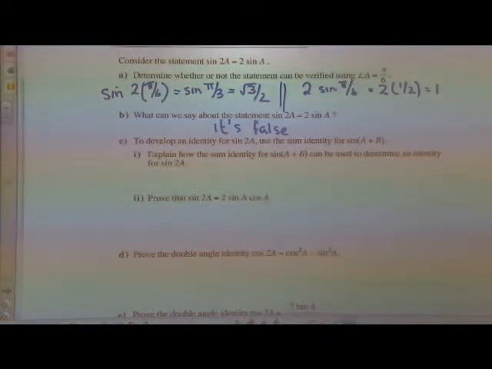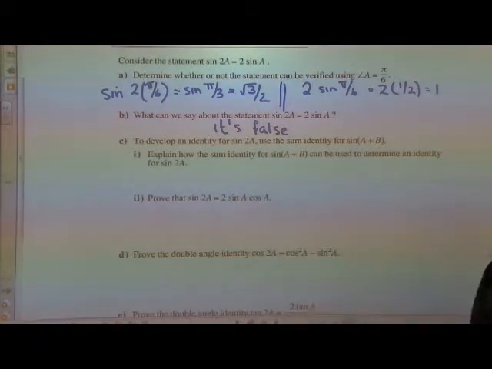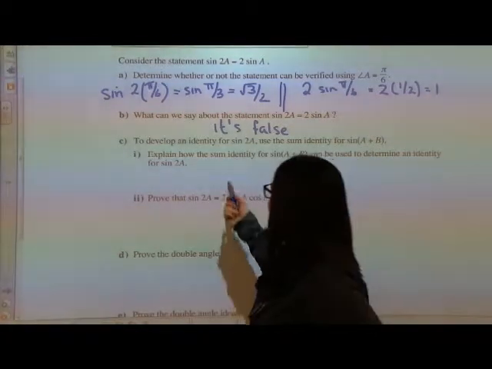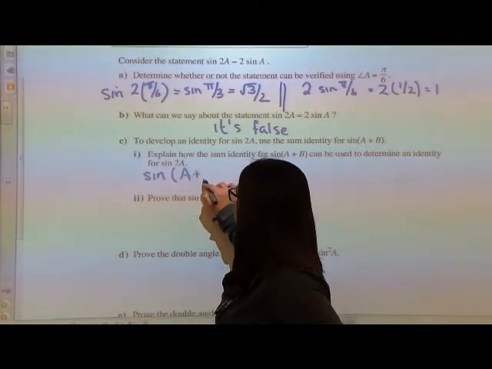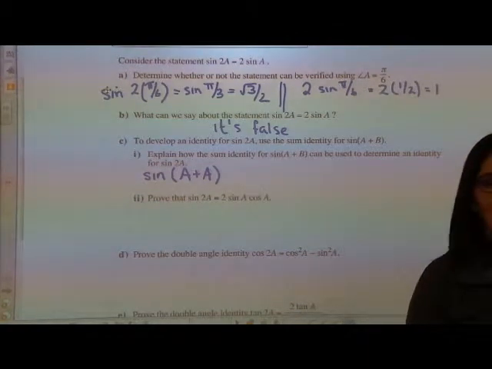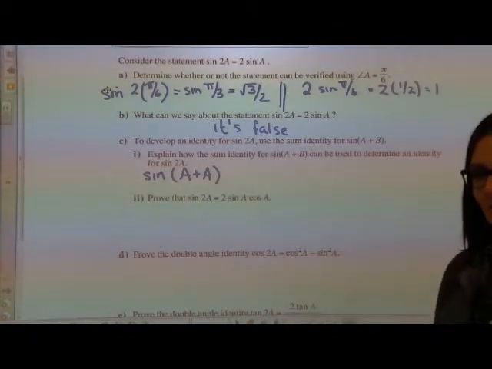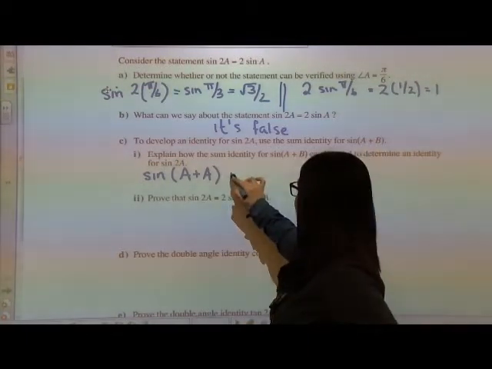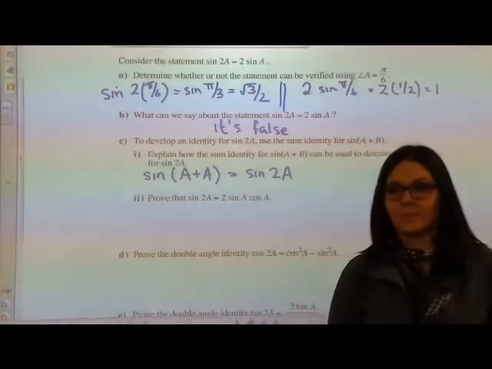So there is an identity for sine 2a. And to find that identity, what we're going to do is we're going to use the sum identity for a plus b. Because instead of going a plus b, we can go a plus a. Because if I take a and I add it to a, how many a's do I have? 2. So sine a plus a is the same as sine 2a.